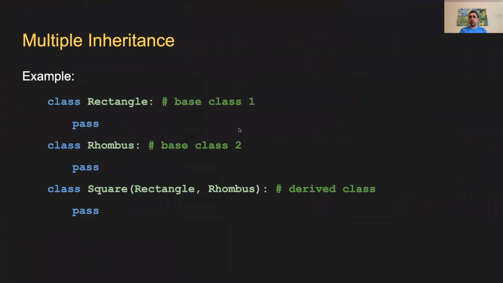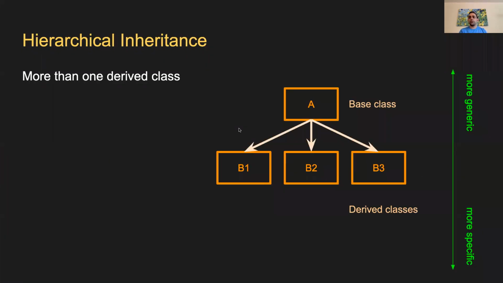Okay, let's get to the last main type of inheritance model, which is hierarchical inheritance. This is kind of just the reverse of multiple inheritance, where you have one base class, in this case base class A, and you create multiple different derivations like B1, B2, and B3 from the same base class.